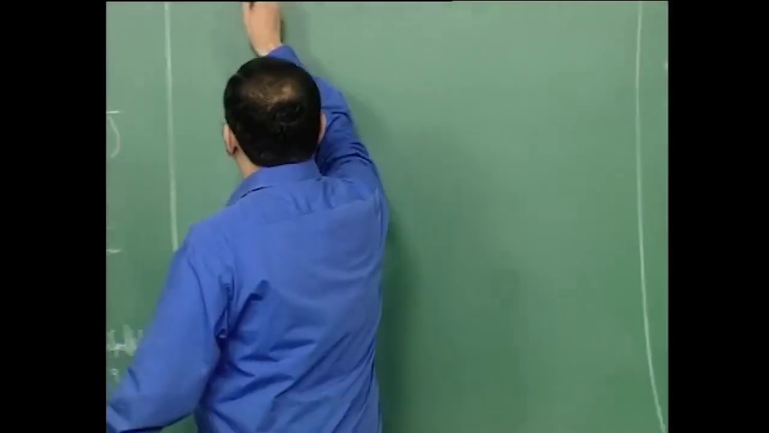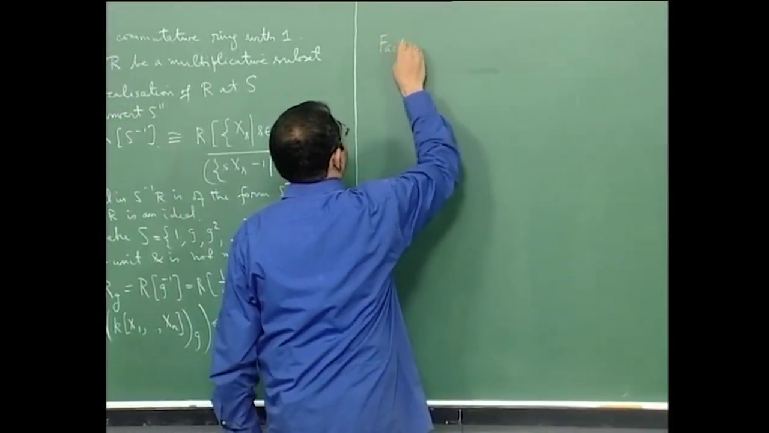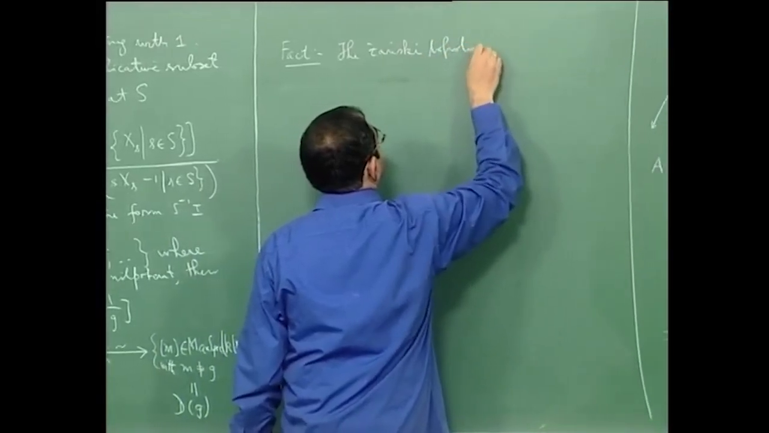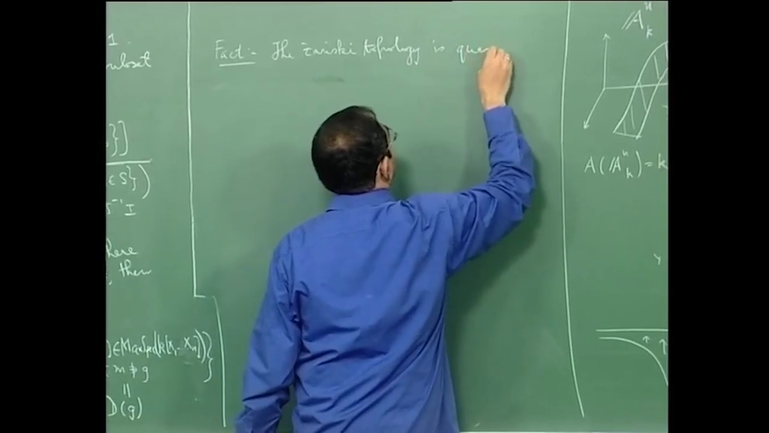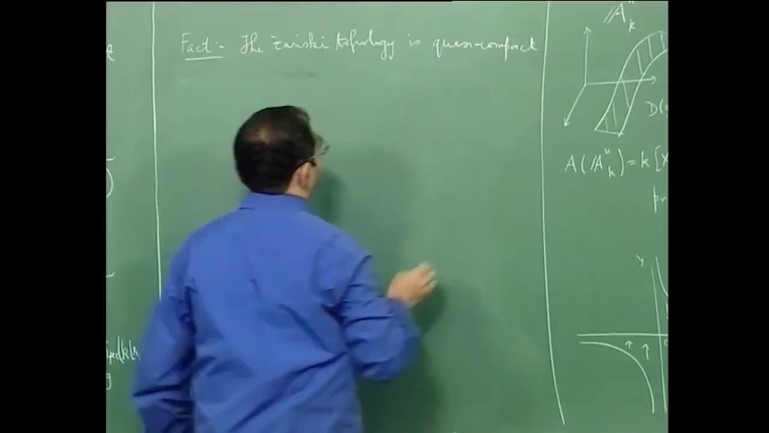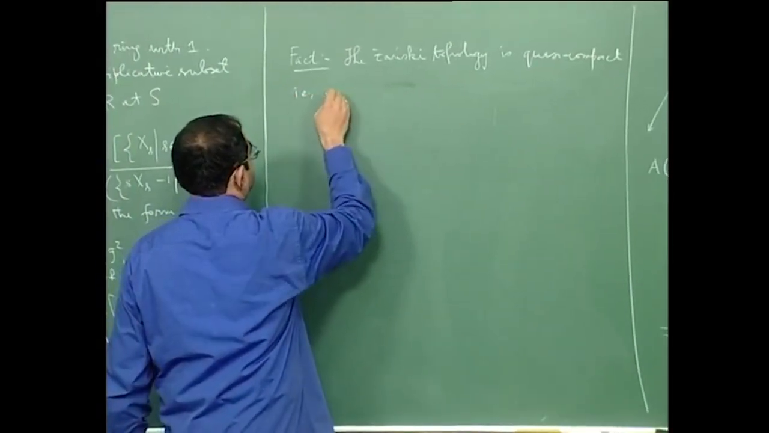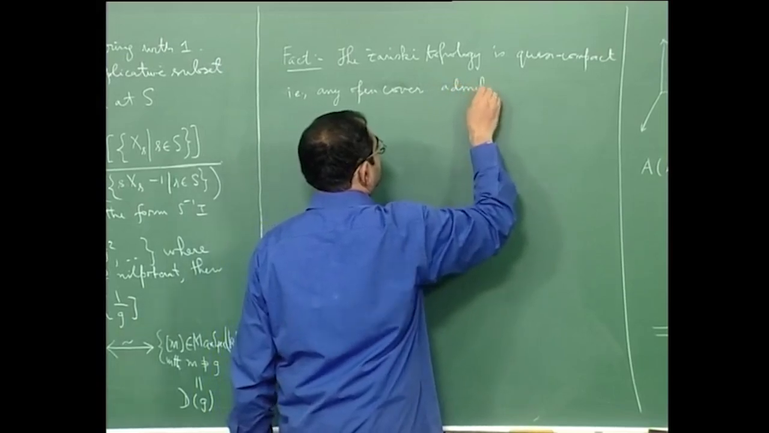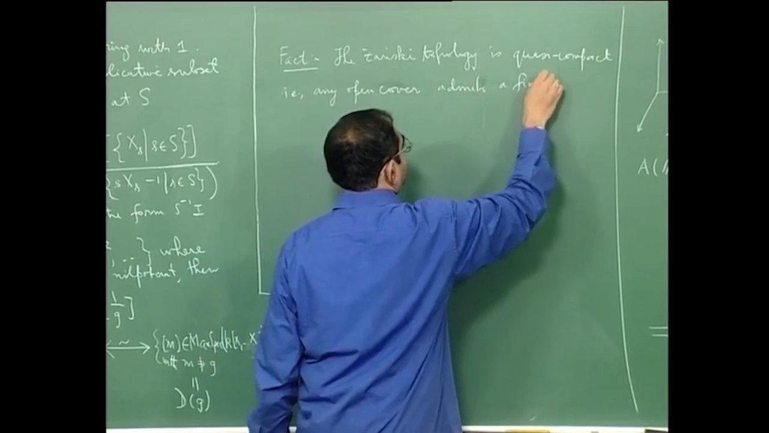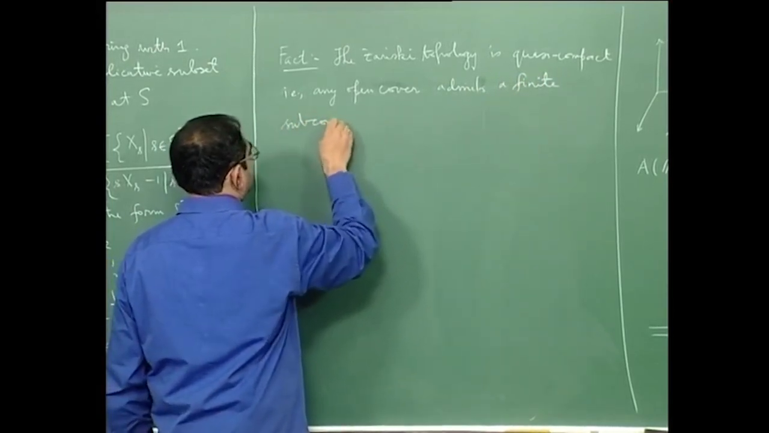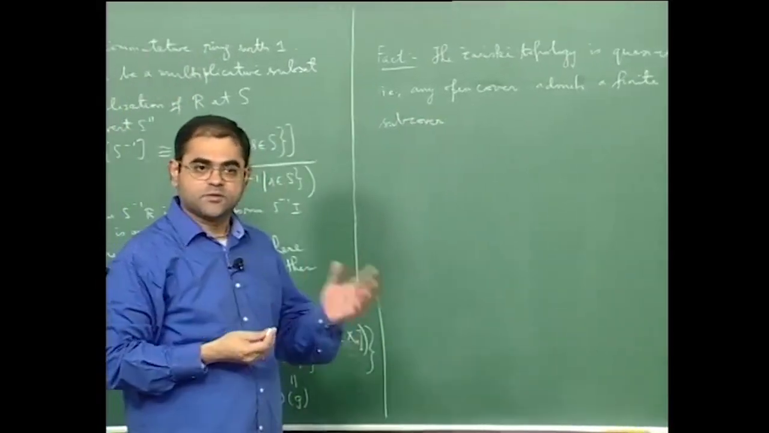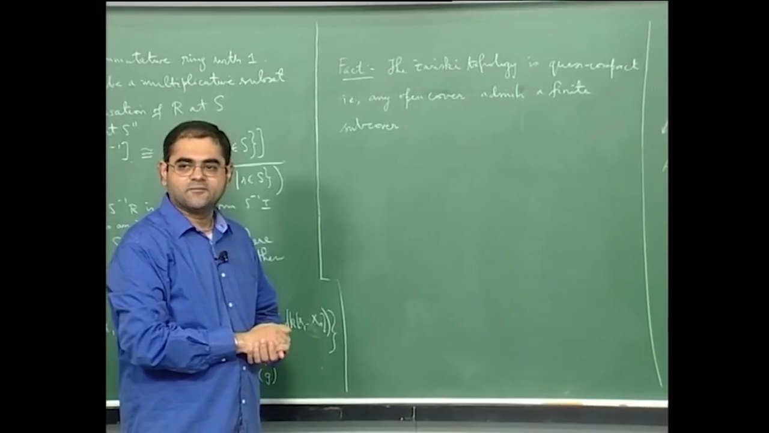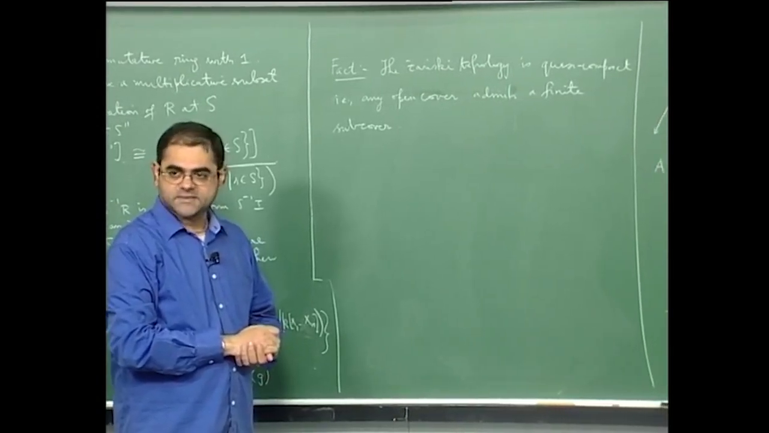So let me write that. Fact: the Zariski topology is quasi compact. That is, any open cover admits a finite subcover whose union is the same as the union of the original open cover. And this fact just follows from the fact that any open set is a finite union of basic affine open sets.